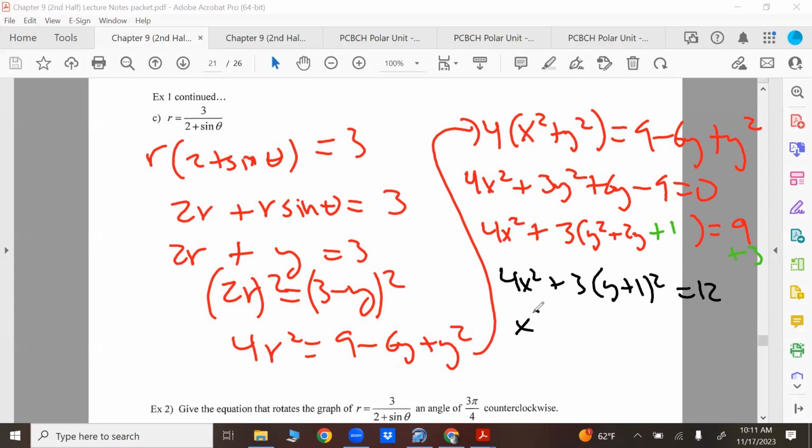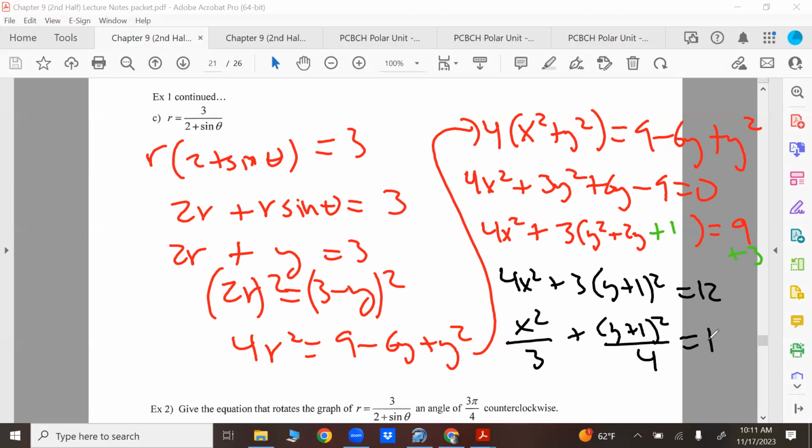Divide everything by 12. This is lovely. Look at that. It comes out really, really nice. There we go. So clearly it's an ellipse. Center (0, -1). The major axis is vertical, going 2 up, 2 down. So the major axis length is 4. The minor axis goes √3 left, √3 right. So the length of the minor axis is 2√3.